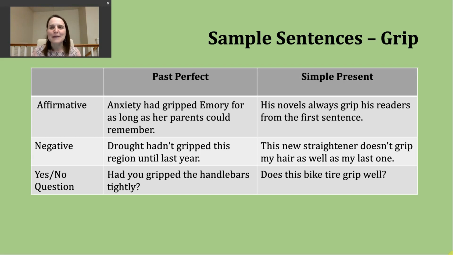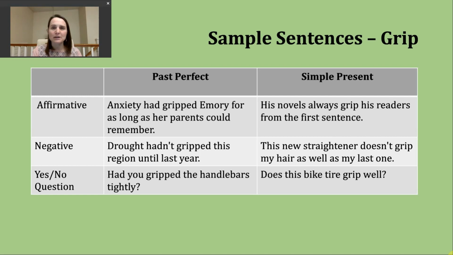Finally, let's look at making a yes or no question in the simple present. To do this, I start with do or does, whichever form matches my subject, and the subject comes next. Then we'll use the base verb after that. So again, no S on the end of my verb in my yes or no question. An example: does this bike tire grip well?